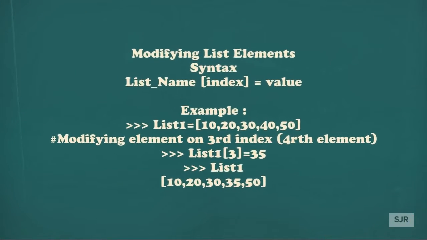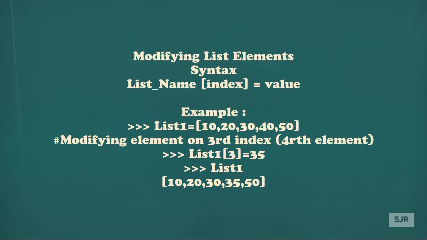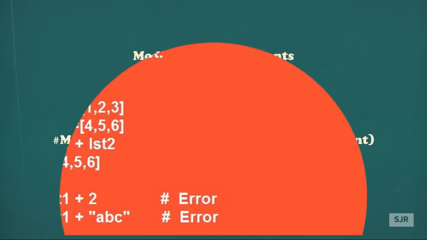Now, how to modify a list in Python? We have to mention the list name, then write the index in square brackets and then equal to and place the new value. See list 1 having some values 10, 20, 30, 40, 50, and after that we modified that list by writing list 1 in square brackets 3 is equal to 35. It means on third index that value 40 gets modified with 35.